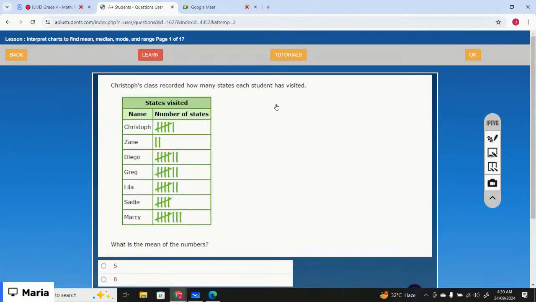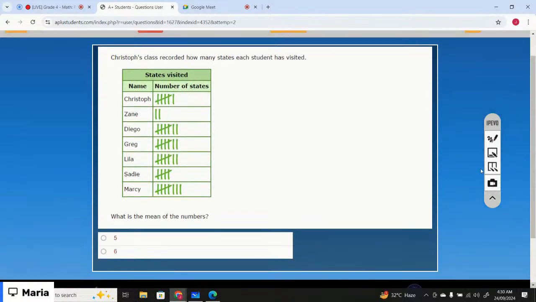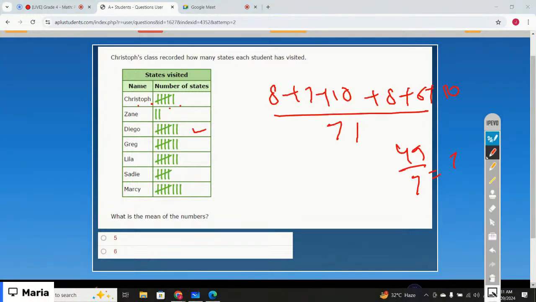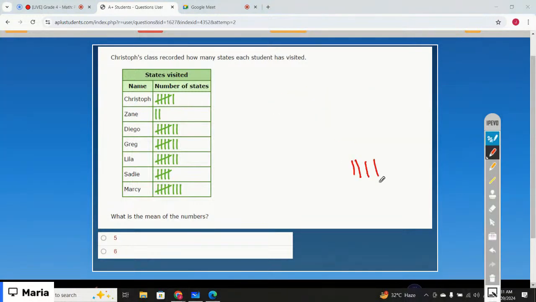Christoph's class recorded how many states each student has visited. What is the mean of the numbers? So basically, these are the tally marks, right? How do you count? It is like this: one, two, three, four, and five is like this. This complete sign makes five, right?